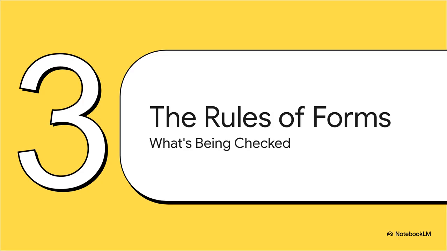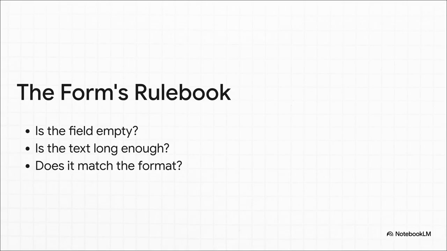What are these specific, unspoken rules that our digital guardian is actually enforcing every single time we fill out a form? We can pretty much break down the most common rules into 3 simple questions that the form is asking itself. Number 1, is this field empty when it shouldn't be? Number 2, is the text long enough? And 3, does what you typed actually match the right format?